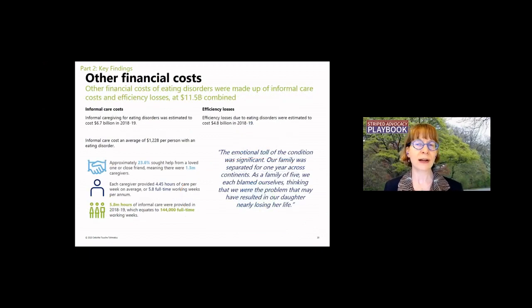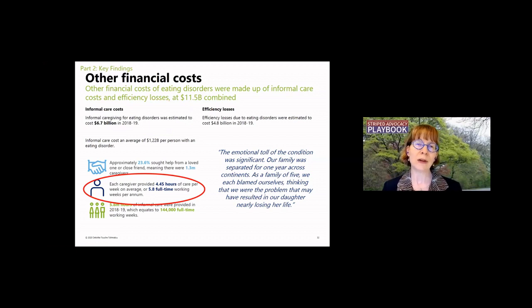Other financial costs, I mentioned informal care. That's the way economists refer to the care that family members or loved ones provide for a loved one who is struggling with an eating disorder. And it's a vital backup to where our health system often has dropped the ball in not offering the care that people need. We're estimating that what's called informal care is coming out to about $6.5 billion per year for eating disorders.